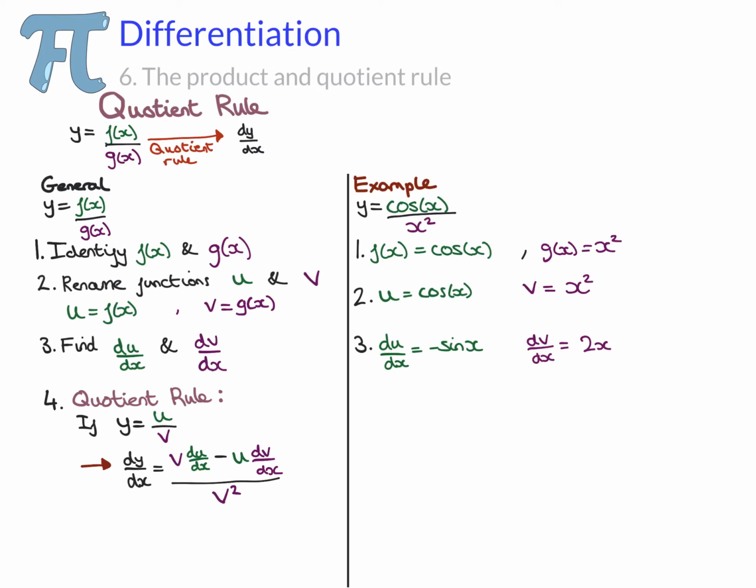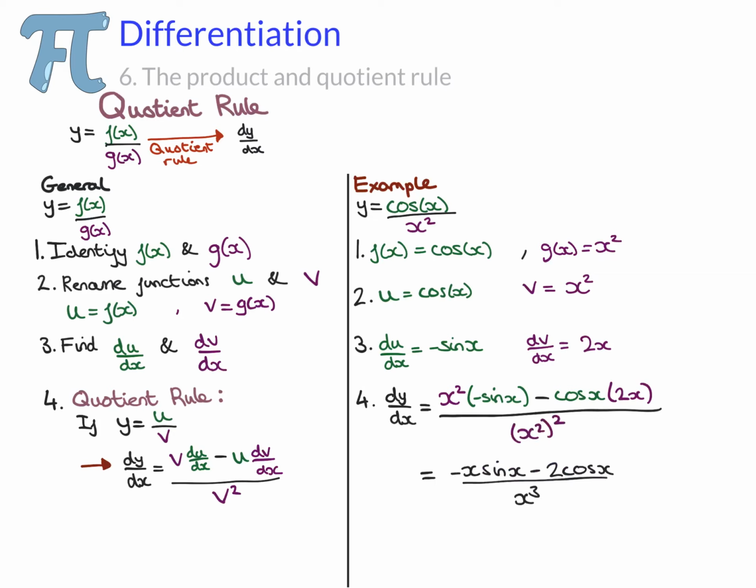A slightly more complicated formula than the product rule, but just as simple to apply, since we again already have all the ingredients written down. We just sub all our terms into the expression, and we get x squared times minus sine x minus cos x times 2x all over x squared squared, which simplifies down to this.